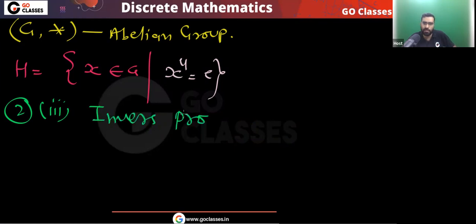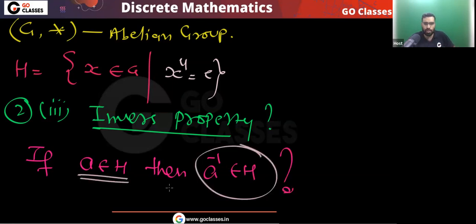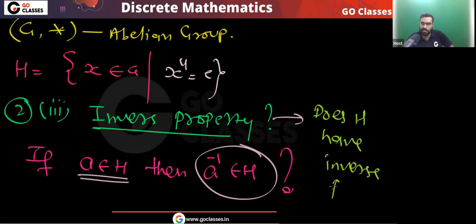Let's check the inverse property. If A belongs to H, then can I say A inverse also belongs to H? This is what you need to check, right? I want to check, does H have the inverse property? Very simple. If A belongs to H, then can I say A inverse also belongs to H?